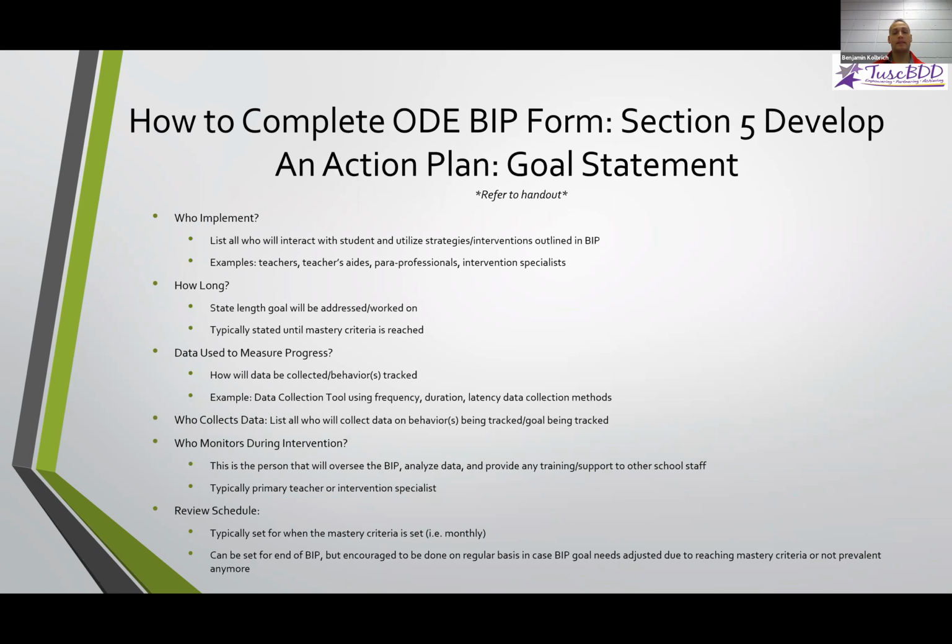So how to complete the BIP form, section 5, developing an action plan goal statement. All right, so we're on the same page still, and we're going to talk about who implements. You want to list all who interact with the student and utilize strategies and interventions outlined in the BIP. So that can be anybody. That's going to be your teacher's aides, paraprofessionals, intervention specialists, anybody who works with that student, okay?